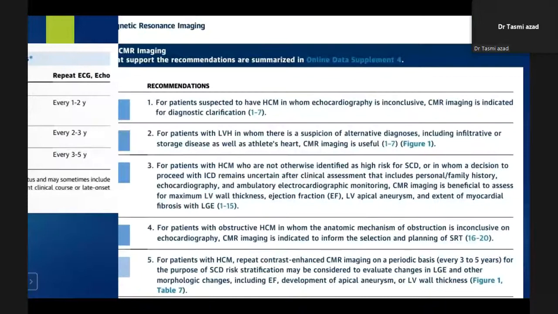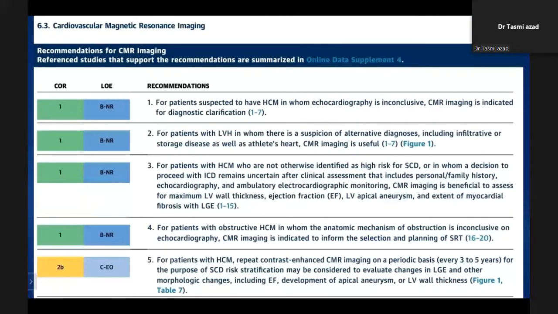This is an interesting slide: cardiovascular magnetic resonance imaging, which is given a class 1 indication in some perspectives. As I already mentioned, transthoracic echo is definitely our modality of choice, but cardiac MRI provides high spatial resolution and fully tomographic imaging of the heart, as well as assessment of myocardial fibrosis after injection of contrast with late gadolinium enhancement. So all of us know that. They give the class 1 indication for diagnostic clarification if transthoracic echo is inconclusive.